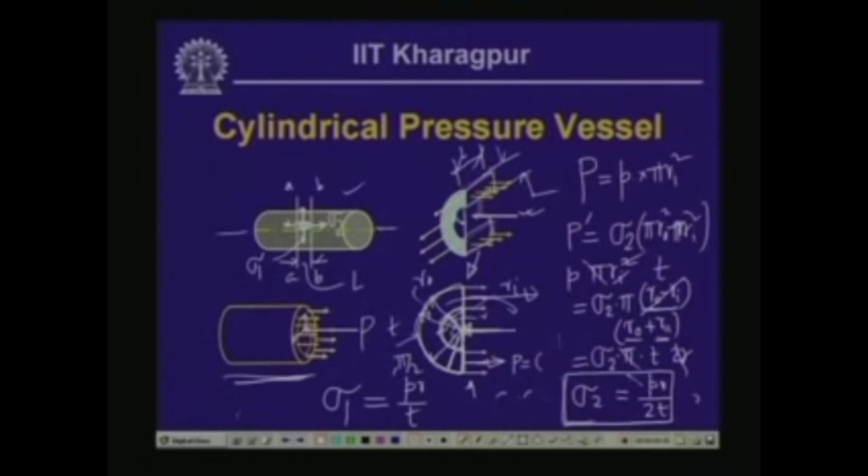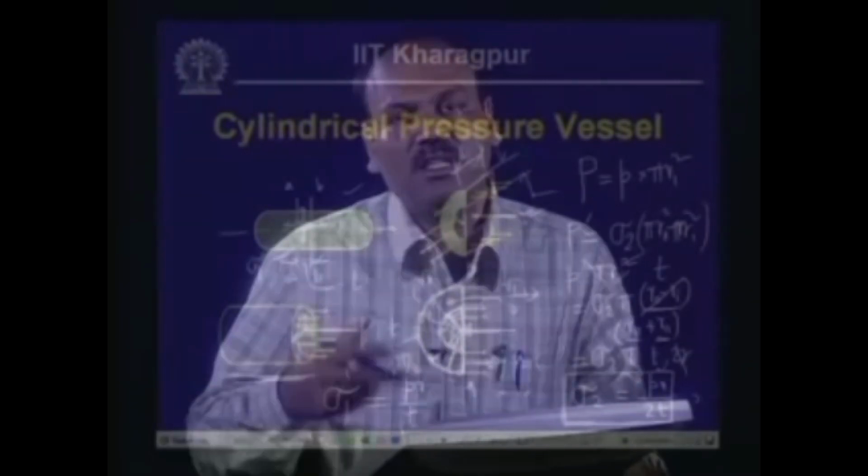So, if we know the internal pressure, the radius of the cylindrical vessel, and the thickness of the wall, we can compute the circumferential stress and the longitudinal stress. And both the stresses, sigma 1 and sigma 2, the circumferential or hoop stress and the longitudinal stress, are basically tensile in nature.